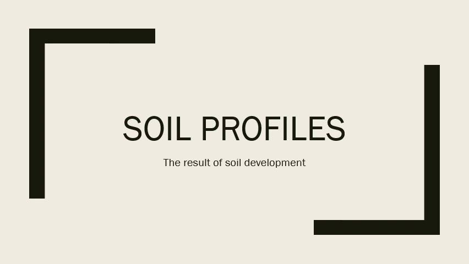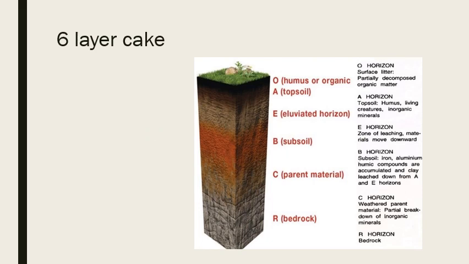Soil profiles, the result of soil development. Here is a fully developed soil profile showing all the possible layers, although layers do not always exist. But here we see the organic layer. The topsoil in this is called the A horizon, and it's where the organic matter mixes with mineral.